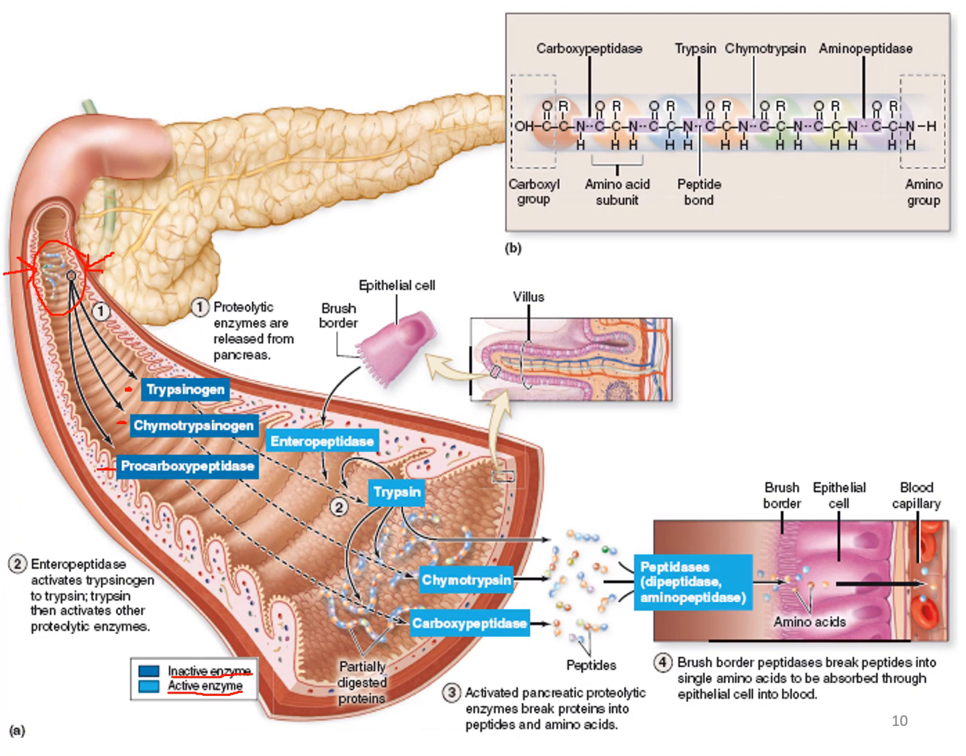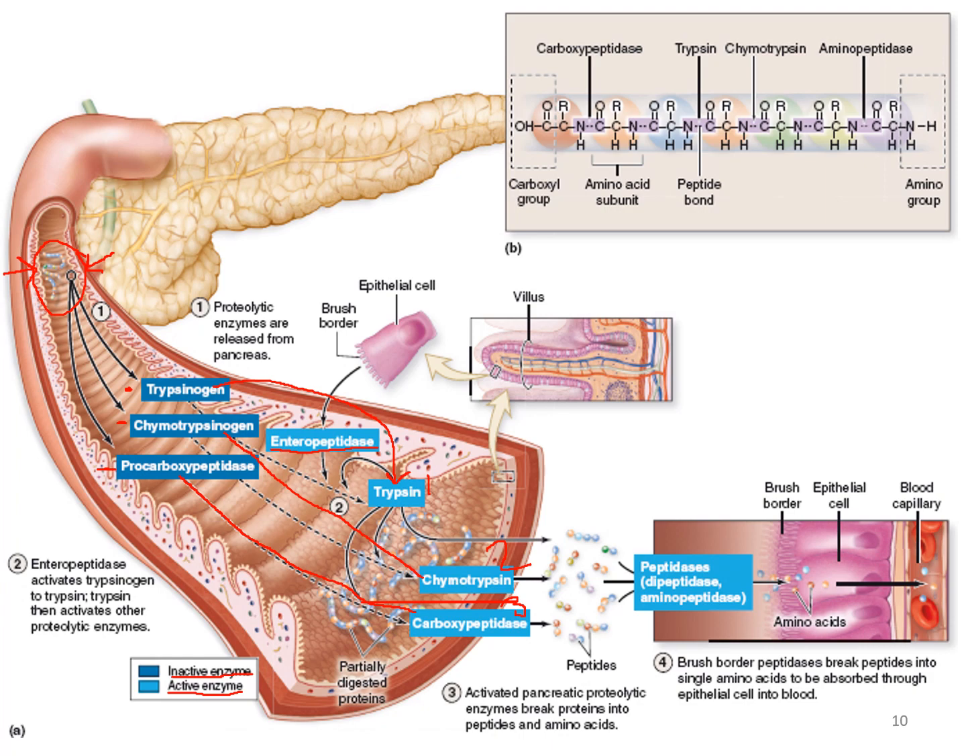So brush border enzyme, enteropeptidase, will activate trypsin. It converts trypsinogen into trypsin. Now trypsin can activate the other two. Trypsin converts chymotrypsinogen into chymotrypsin, and procarboxypeptidase into carboxypeptidase. Okay, so now you have three active enzymes to break down these partially digested proteins.